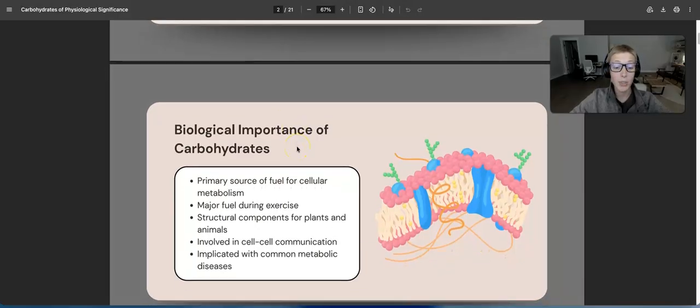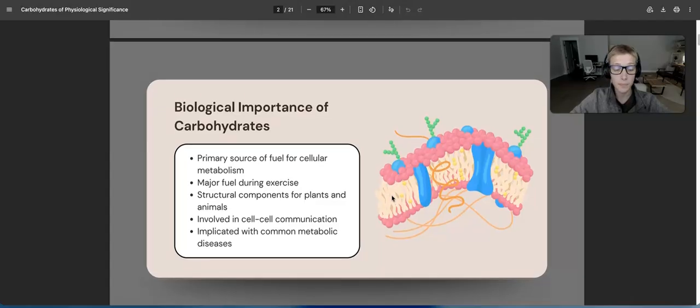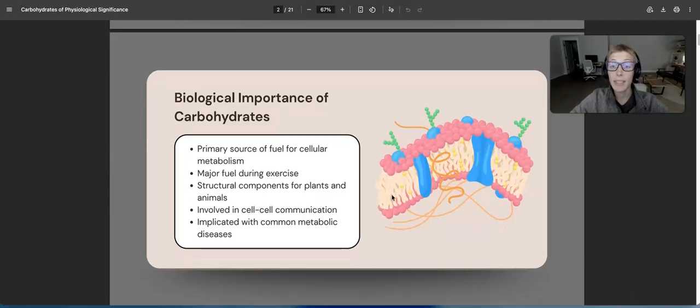Carbohydrates are the primary source of energy for cellular metabolism, especially during moderate to high-intensity exercise, when carbohydrate utilization far exceeds fatty acid utilization. They serve as structural components for both plants and animals. They're involved in cell-to-cell communication as constituents of cell surface molecules, as can be seen in this diagram.